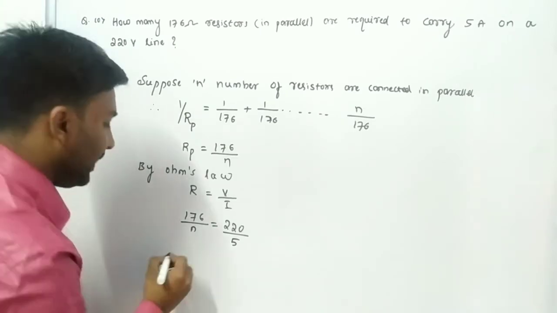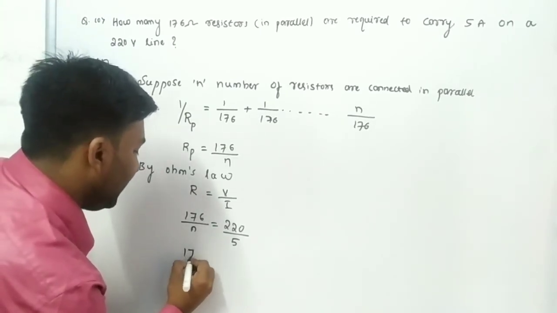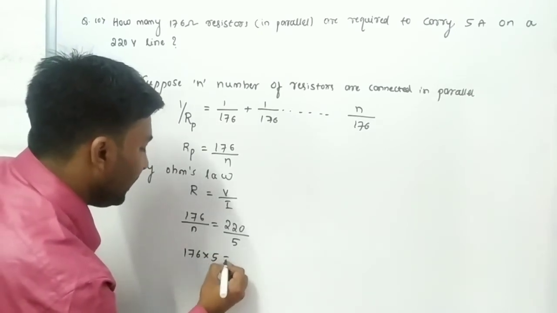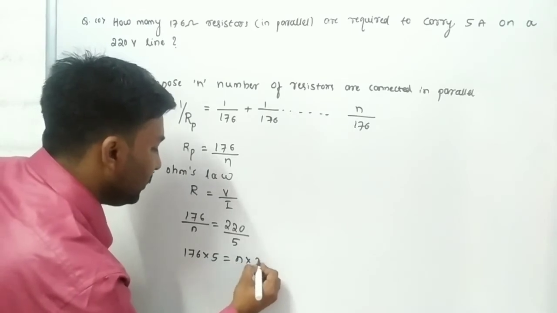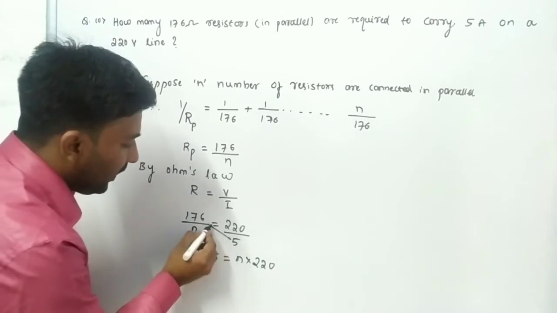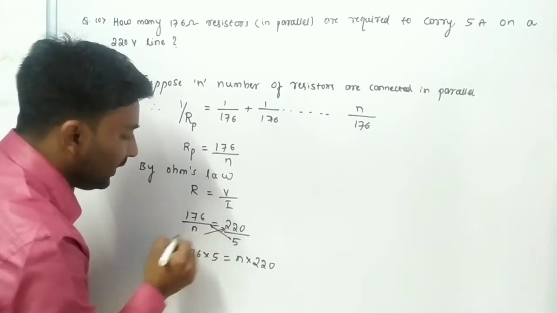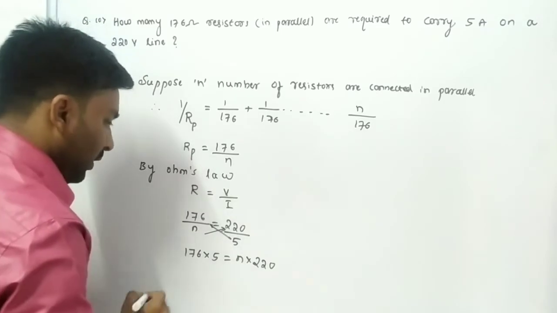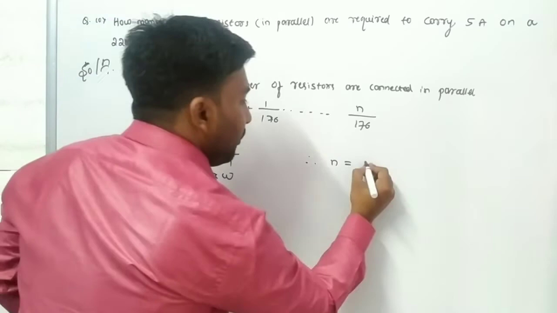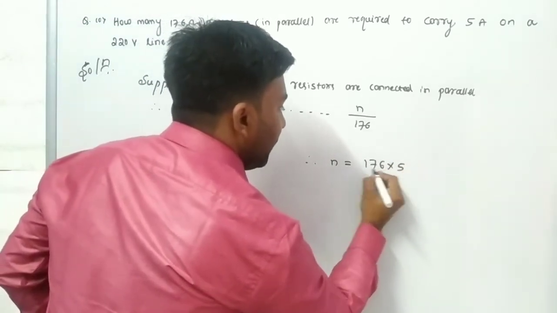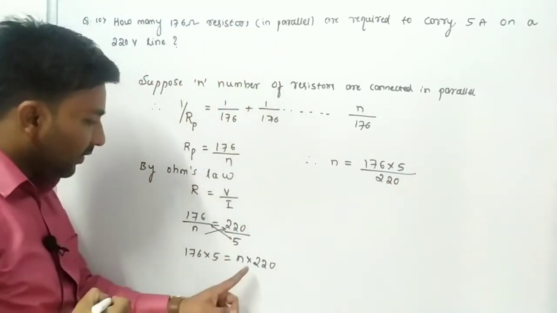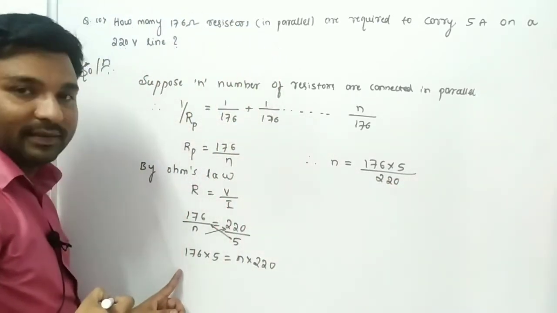Now this can be written as 176 into 5 is equal to n into 220, right? I have just done cross multiplication. I have taken this one to this side, and that one to that side. Therefore n is equal to 176 into 5 divided by 220. I have just taken this term to the LHS.